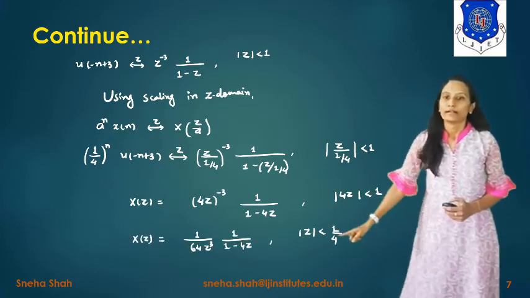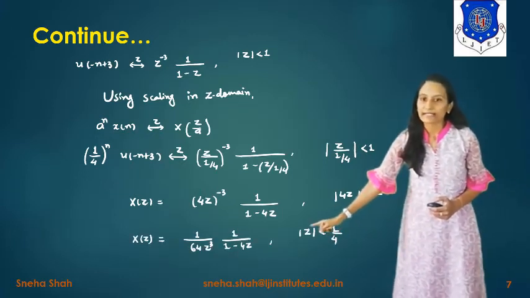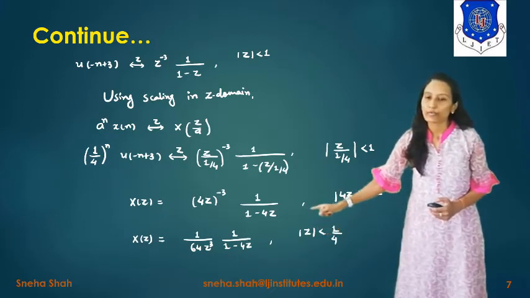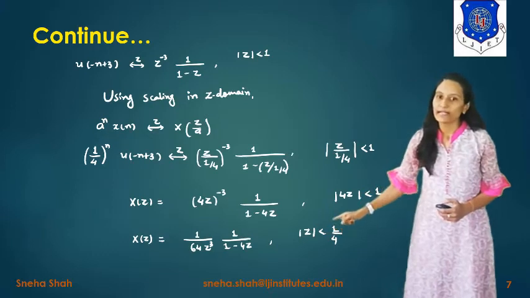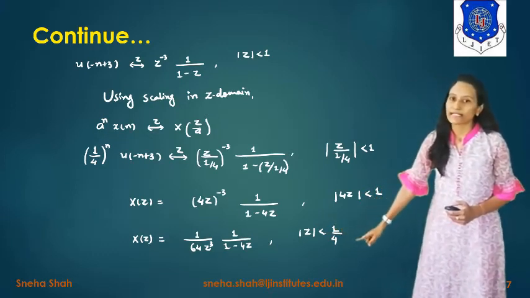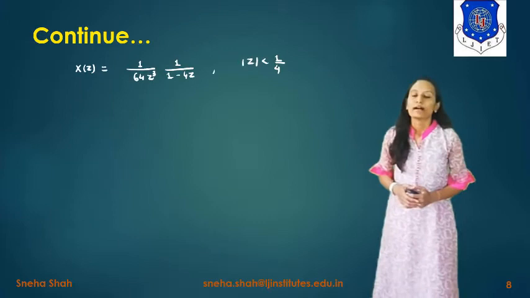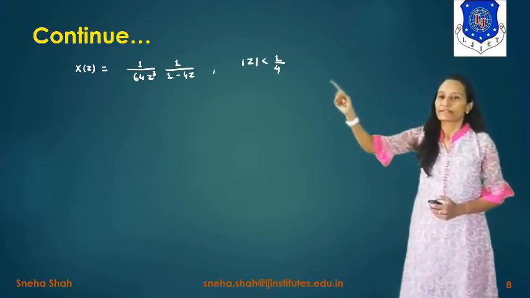Or the final answer will be like this: X(z) equals 1/(64 z^3) into 1/(1 - 4z), and the value of |z| should be less than 1/4. Now from this we have to draw the ROC and pole-zero plot. So this is the final answer of the Z transform.